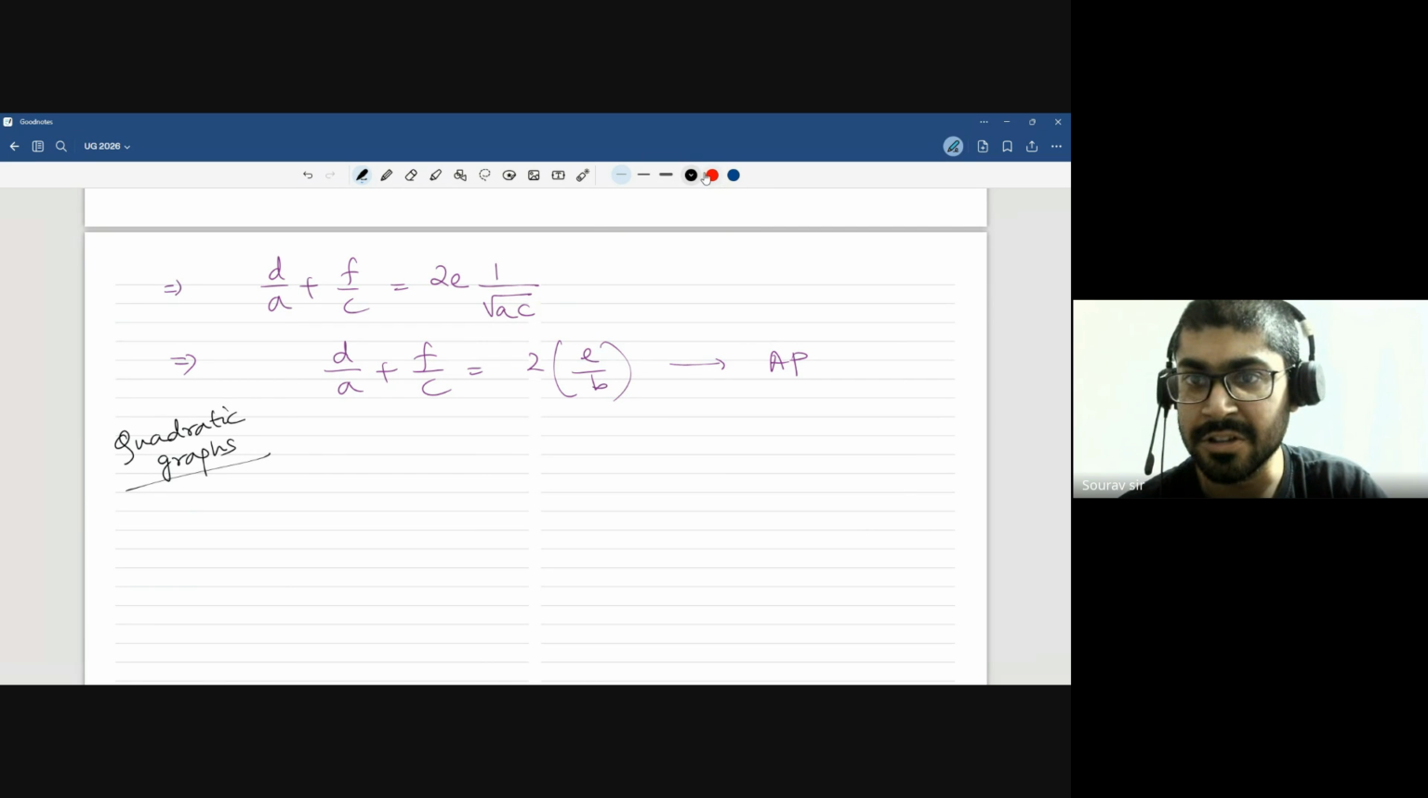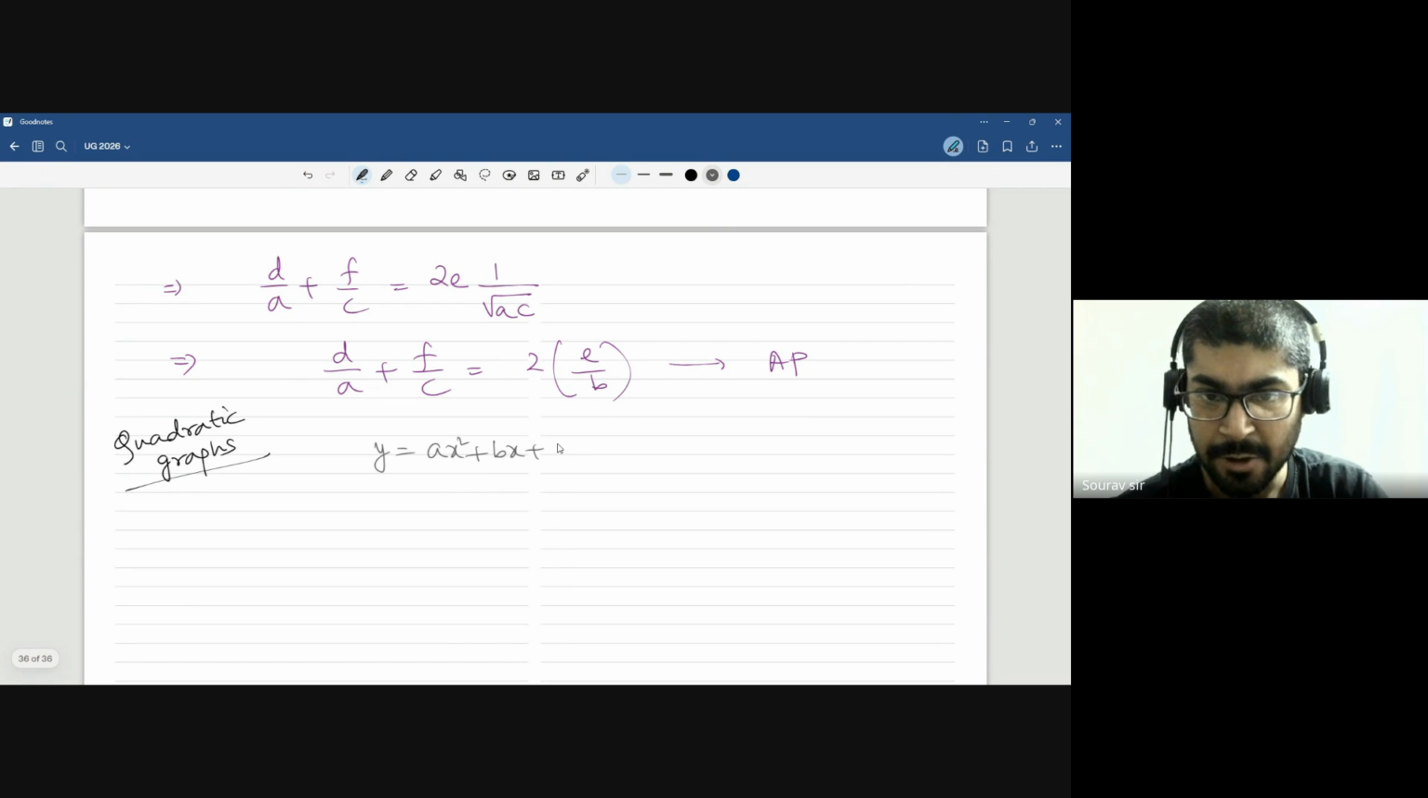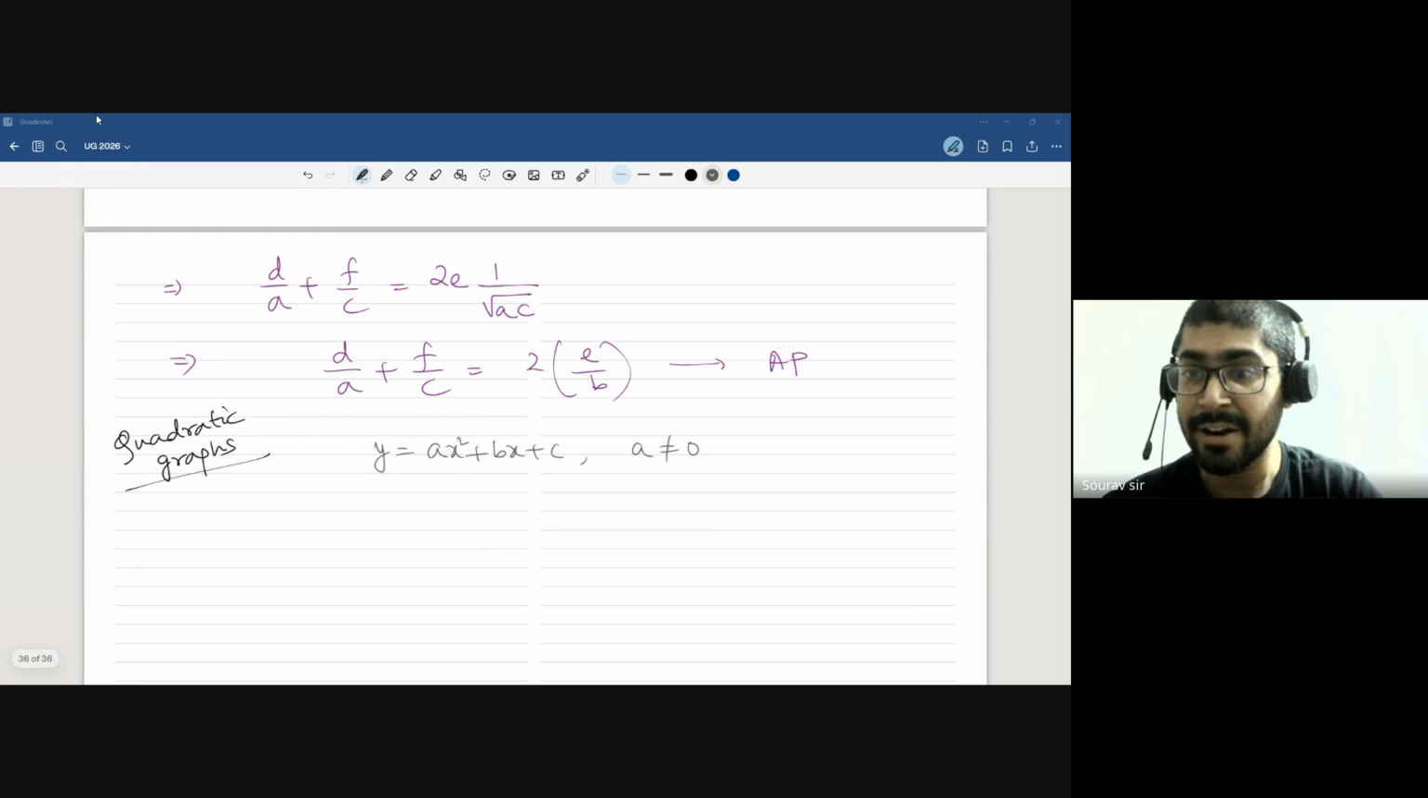Okay, so start with the basics. What is the quadratic expression? The quadratic expression is ax square plus bx plus c is equal to y, with a not equal to 0. So y is equal to ax square plus bx plus c, where a is non-zero. All of you agree with this, right? Now we have to show that this is a parabola.